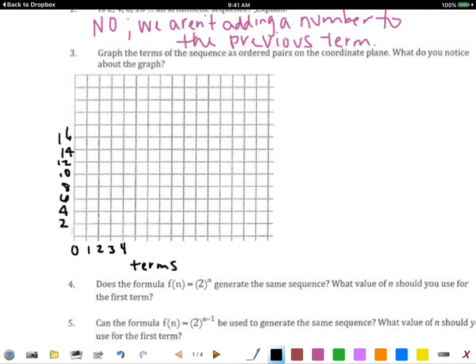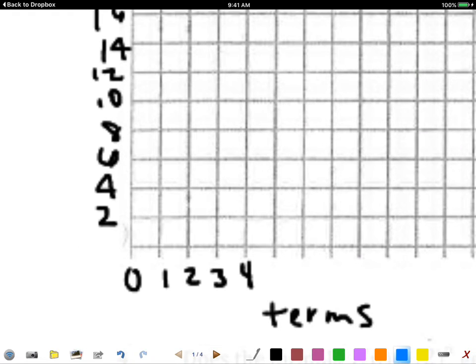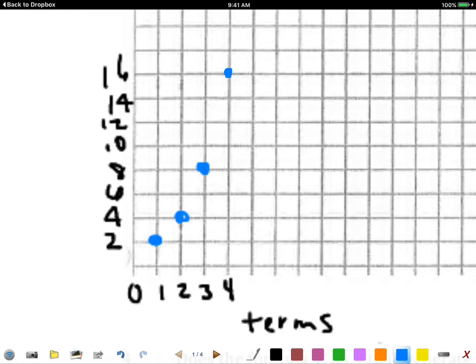All right, so let's go ahead and plot this. So our first term was 2. So we go over to 1 and up to 2. Our second term was 4. So we're going to go over to 2 and up to 4. Our third term is 8. Sorry. And our fourth term is 16.